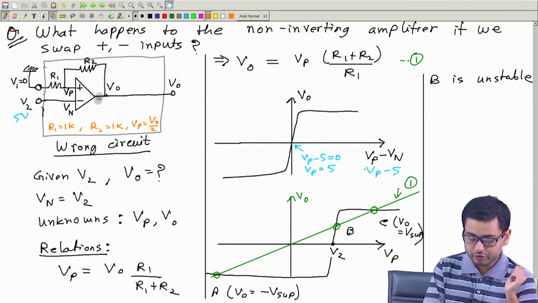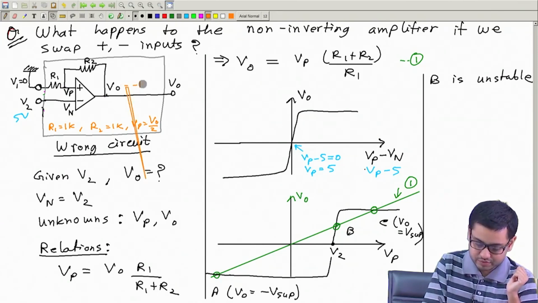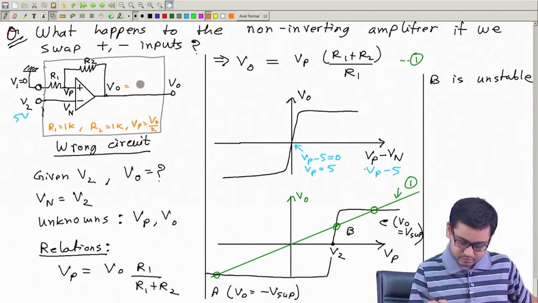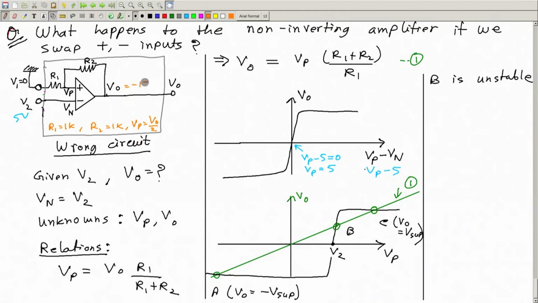If we start with VO equal to, say, minus 15 volt, then Vp is minus 7.5. So Vp is less than Vn, and the output will remain at the negative value, no problem. So that's it.